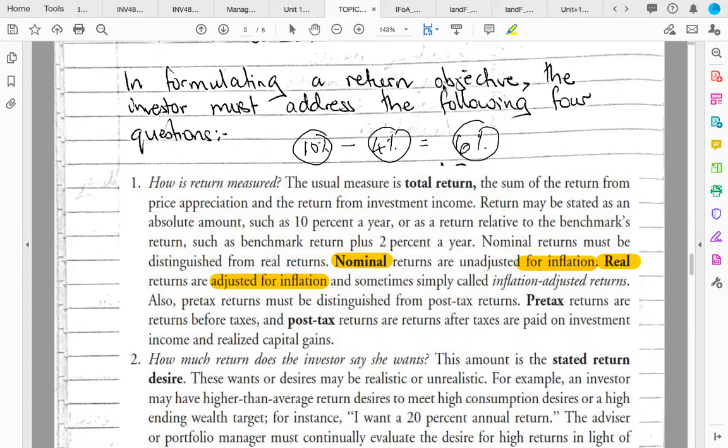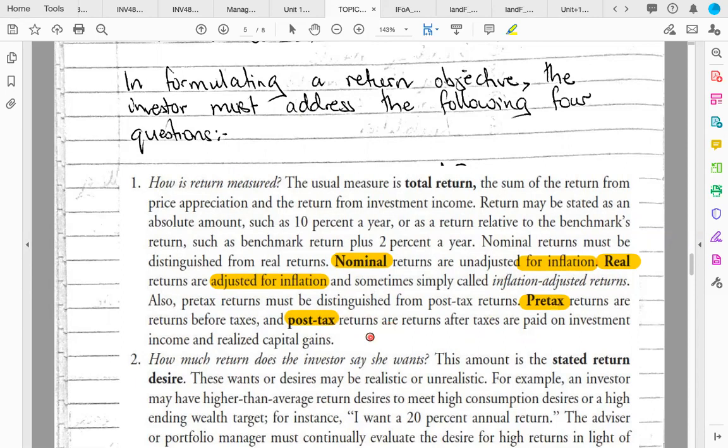This is a simplified way of doing the calculation, but there's also a complicated approach, but the simplified way would be fine. And then you also have to distinguish between pre-tax returns and post-tax returns. Sometimes when you're doing an assignment question or in the exam, you might be asked to calculate the return objective after tax for an investor.